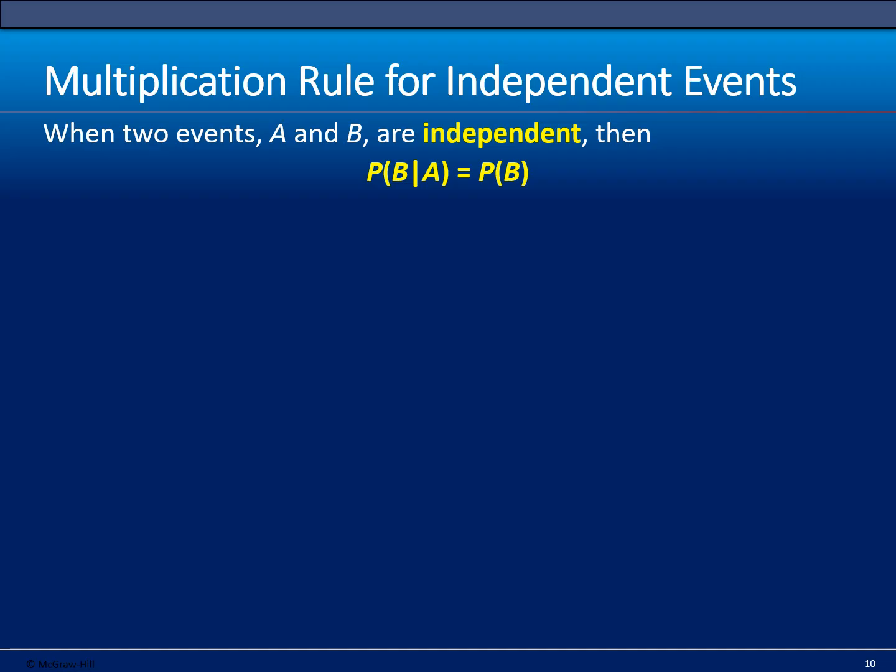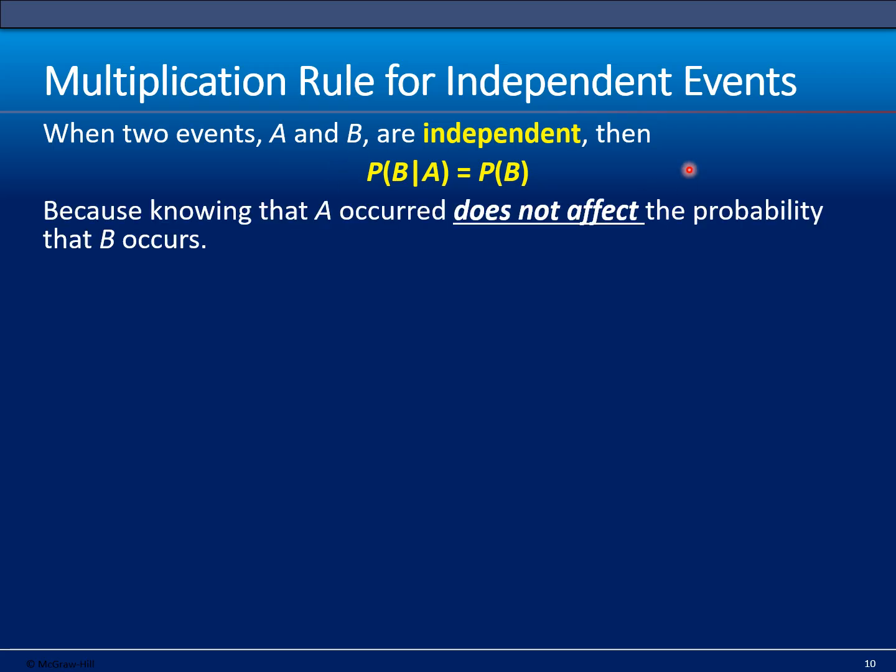When two events are independent, then the probability of B given A is simply the probability of B. Now let's think about that. If they're independent, then they don't have any effect on each other. And so the conditional probability really just doesn't work because there is no relationship between B and A. And so again, if A and B are independent, then there is really no conditional probability formula. It's just the probability of B, because knowing that A occurs does not change the probability that B occurs.